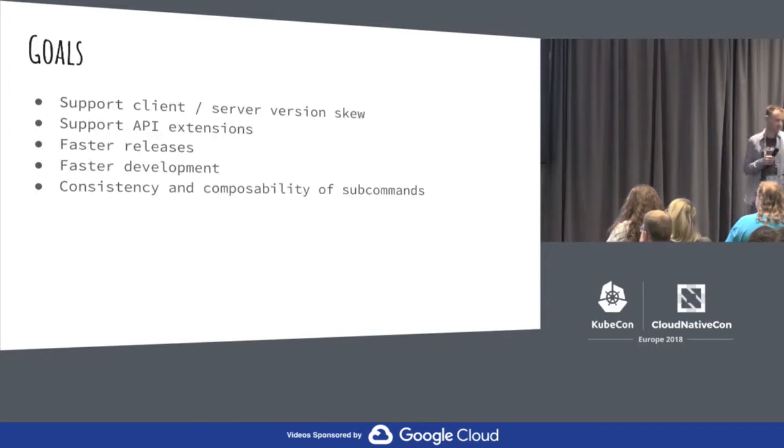Okay, so this is just real quick. Our goals: support client version skew, support API extensions. Also, how do we get faster releases, faster development, all this stuff, by having not as much bespoke code in kubectl, but making it more generic so more people can extend it, and then we can iterate faster.